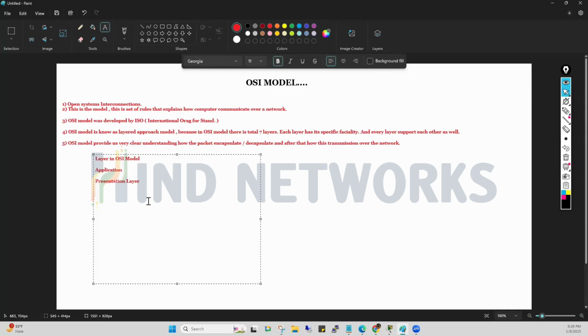Presentation layer. After presentation layer, session layer. After session layer, transport. After transport, that is called network layer. After network, that is called data link layer. And the last one is called physical layer. So basically these are the 7 layers in the OSI model.